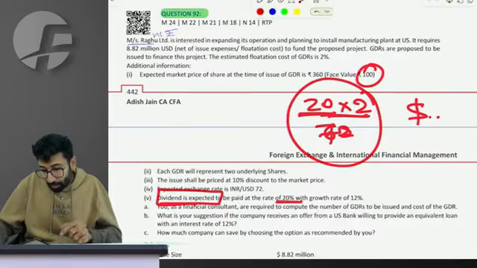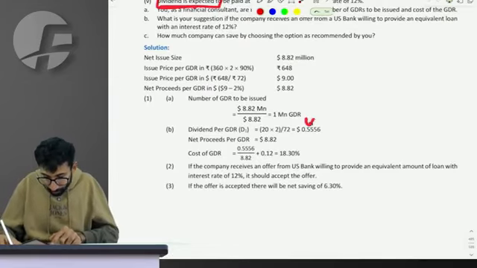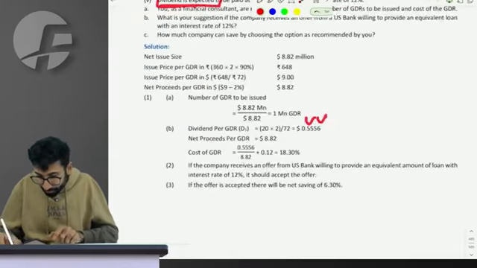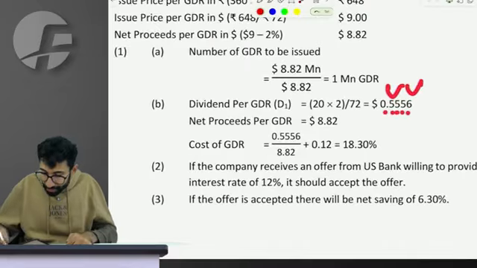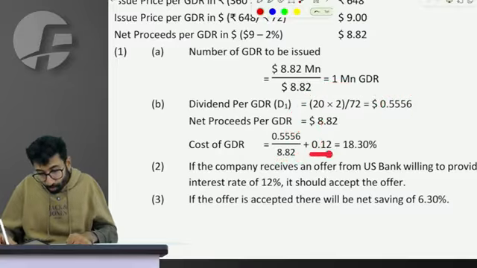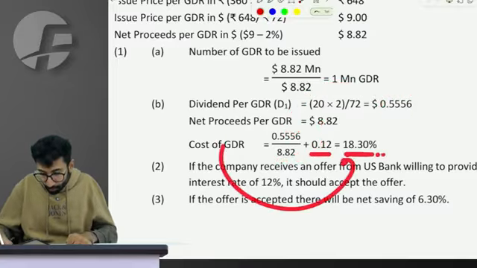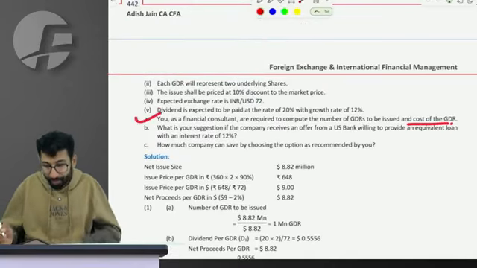amount of dividend in dollars, how much? Amount of dividend in terms of dollar is 0.5556. So D1 divided by net proceed of $8.82 plus growth of 0.1 gives me the cost of GDR as 18.3. That is the first part of this question.